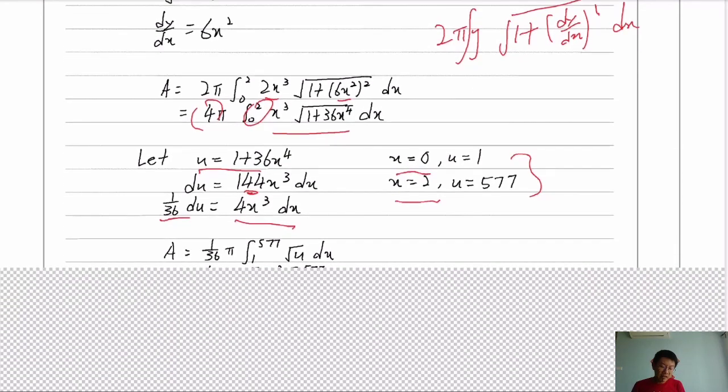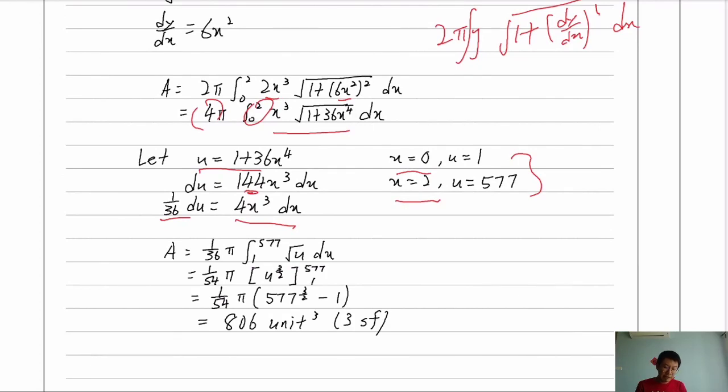Okay, so after that, the surface area, when we actually change everything, the integral would just become root u, and then it is very easy for us to integrate this root u. So we'll get u power 3 over 2 times 2 over 3. Basically after that, just substitute the 5.77 and 1 into the integral, and from there we can get the values that we want, which is in 3SF.